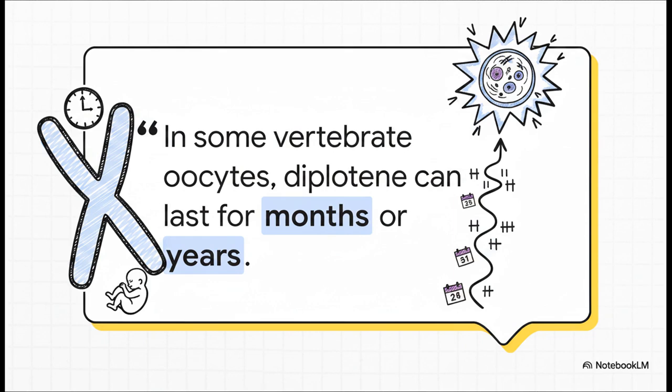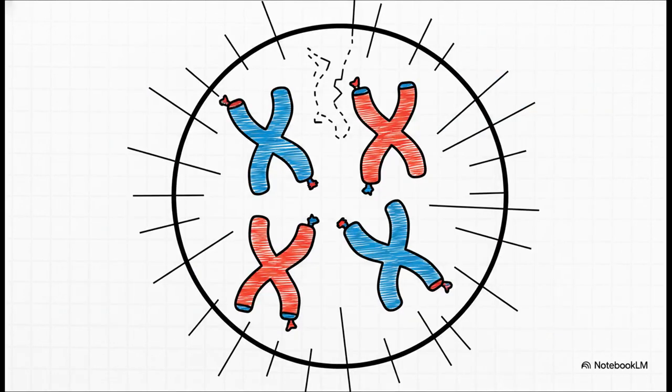Now here is a totally mind-blowing fact that you'll definitely see on your NEET exams regarding this stage. In human females, this exact diplotene stage, it's put on pause before a baby girl is even born. The cells literally arrest in this X-shaped holding pattern and just wait, sometimes for 13 or 14 years until puberty, before they finally continue cell division. Nature literally hits the pause button for over a decade. Crazy, right?